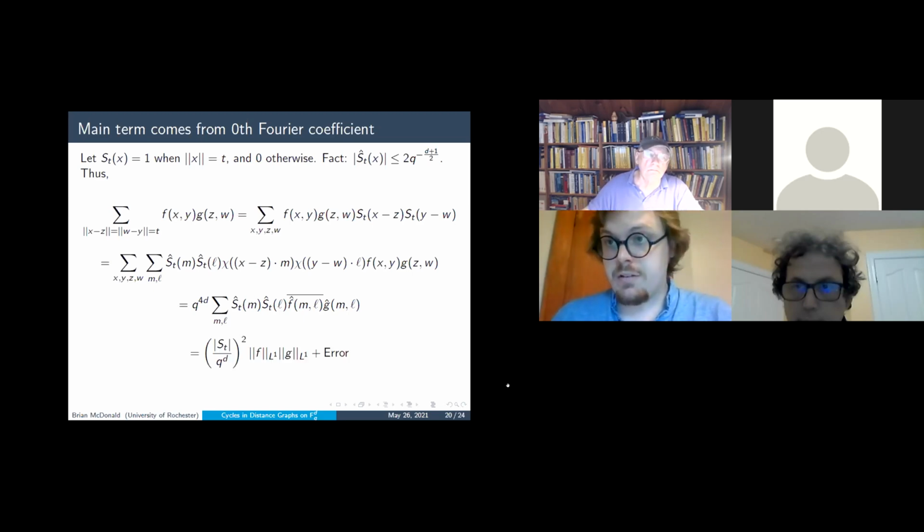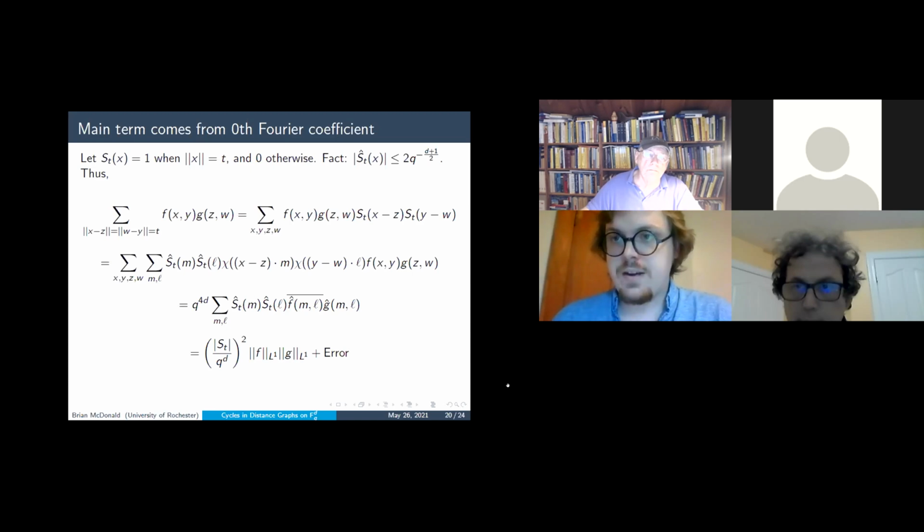And so now, once we're at this point, the observation is that when we take the m and l equals 0 term, this gives what ends up being our main term. And then the other terms, we have to show that they're smaller. So this here is the m and l equals 0 term. And then we know what the size of S_T is, right?